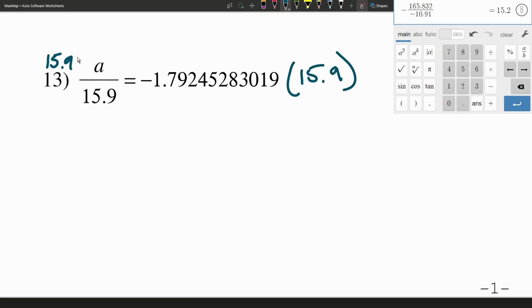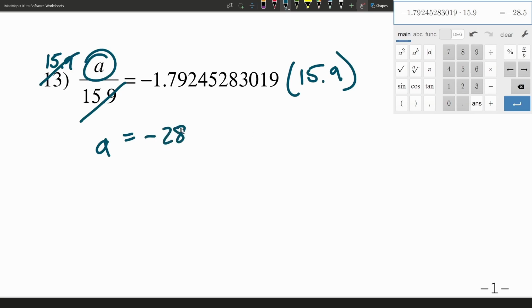So when I multiply everything by 15.9, in that one single step, I isolate my a. So my variable a is equal to whatever this math works out to be, which let's go ahead and do on a calculator. Negative 1.79245283019, multiply that by a positive 15.9, gives us a negative 28.5. There we go. That's our solution, negative 28.5.